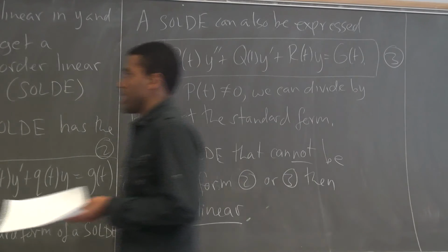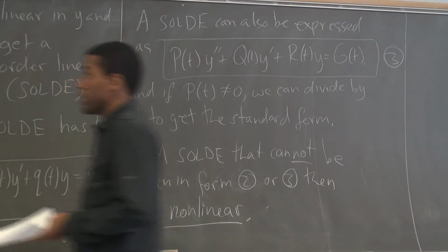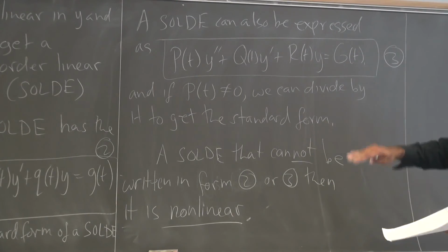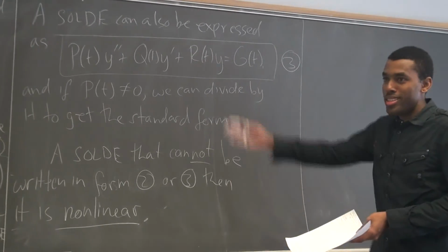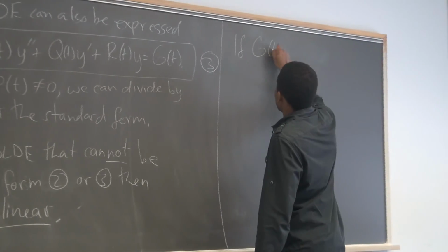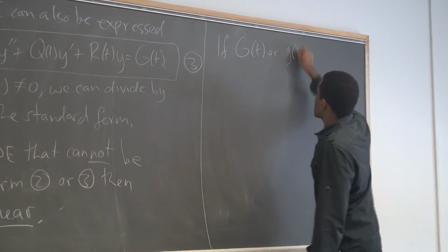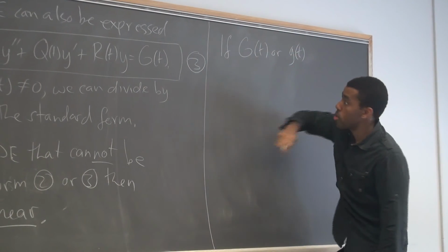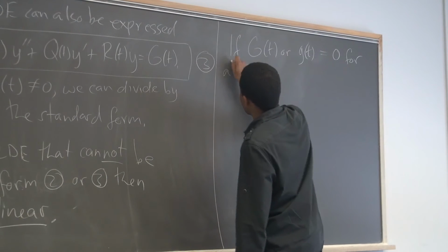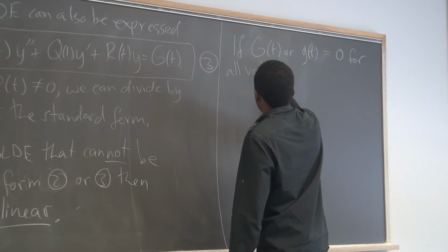Another thing we have to define now is homogeneous. It means something completely different from chapter 2, right? Chapter 2 homogeneous means something else. In every other chapter in the book, this is basically what it means. If your g of t, or small g, depending on which form you're in, equals 0 for all values of t, it's homogeneous.